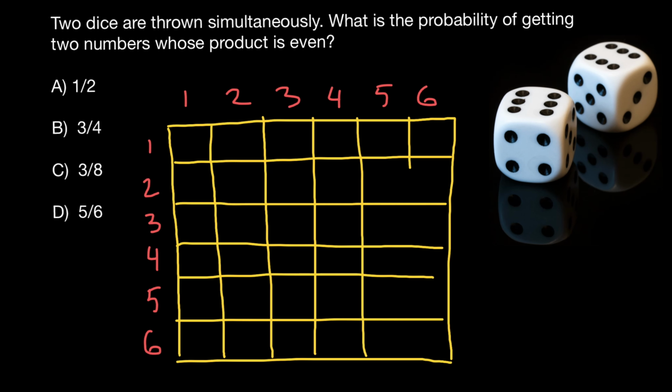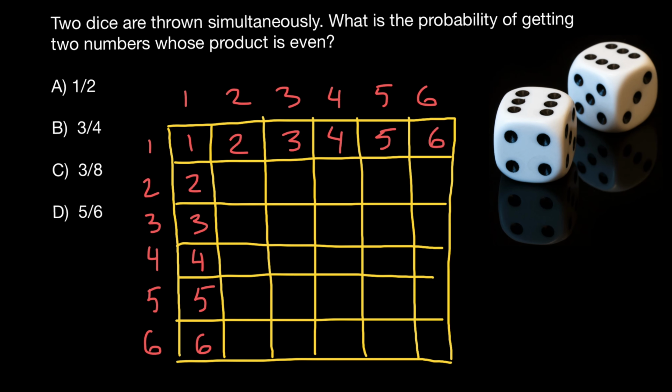Now let's find in each cell what product we are going to have. For example, 1 times 1 is going to be 1. 1 times 2 is going to be 2. So 3 here, 4, 5, and 6. And the same numbers we are going to get in these cells. 2 times 2 is going to be 4. 3 times 2, 6. 2 times 4, 8. 2 times 5, 10. 2 times 6, 12.